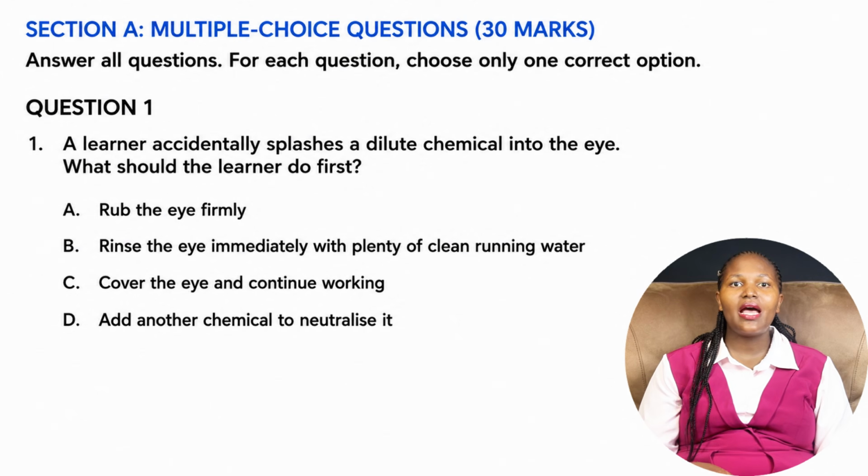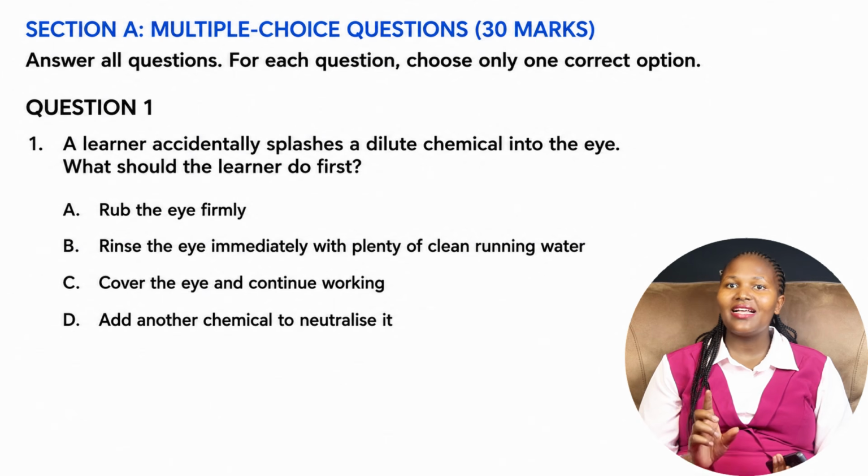Now, the other options are wrong because, first of all, rubbing may worsen the injury for option A. Then option C, when you delay, you are going to allow further damage, so you are not supposed to take time. And then option D, you should never add an unknown chemical to the eye, because you may even damage it more. Now, for this question, you should always remember the laboratory safety rules, you see.